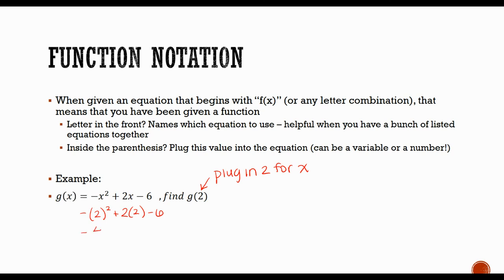So we will square our 2 in the front. We'll multiply in the middle. Then we will add and subtract these together. Negative 4 plus 4 is actually going to cancel those two, so we're left with negative 6. This is using function notation. We're plugging in values for our variable.